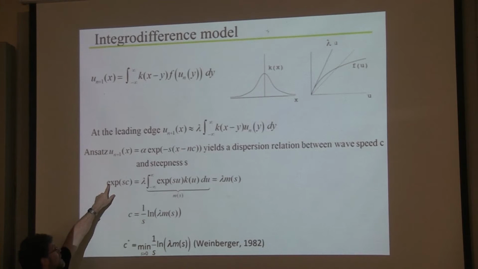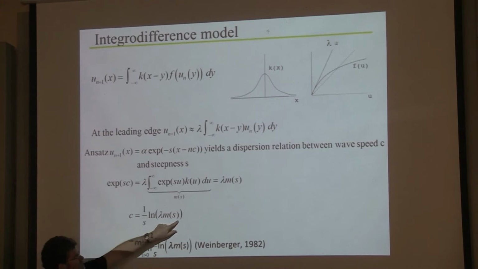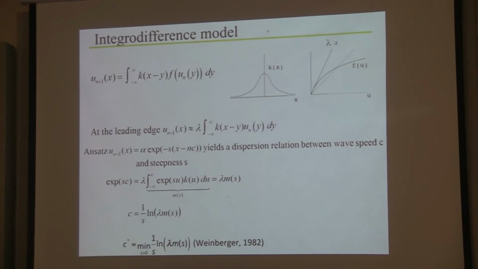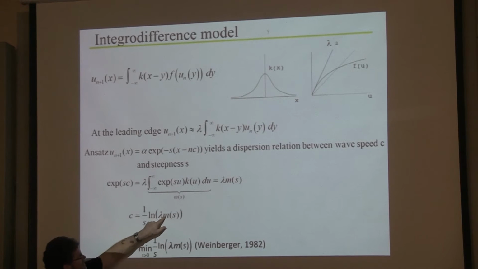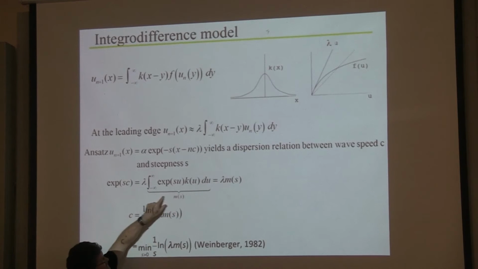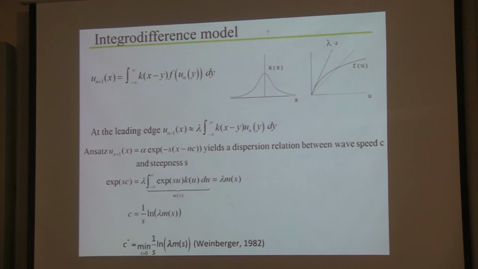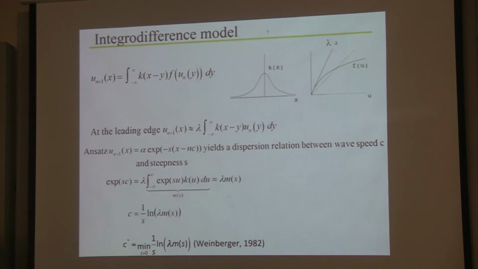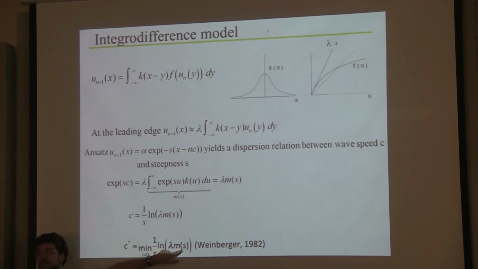And what we end up with is this dispersion relation between the speed and the steepness. Rather than being a nice function like we could write down before, it involves the log of lambda times M of s. And M of s turns out to be this thing here. This is called the moment generating function of the dispersal kernel. We can think of it as a transform. It's almost like a Laplace transform if there was a minus sign in there. Anyhow, this is the formula.